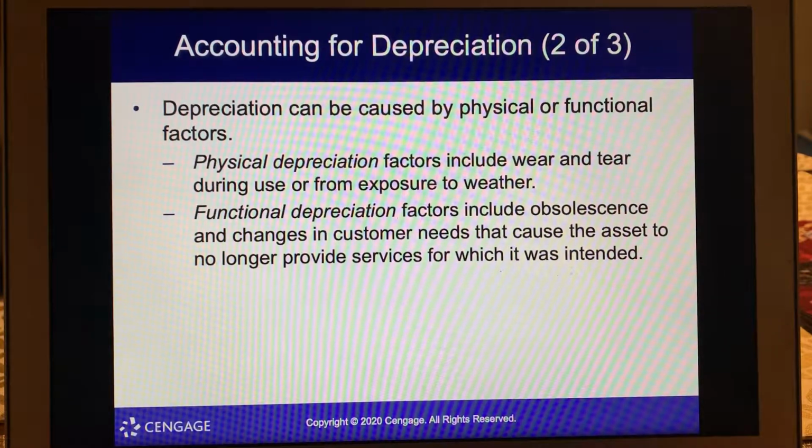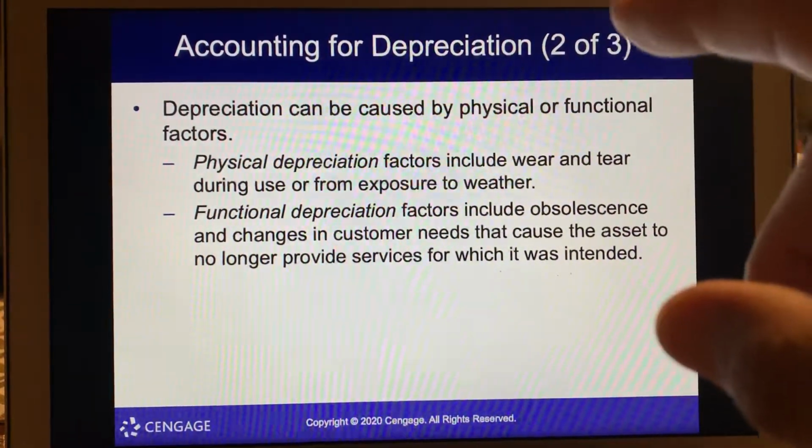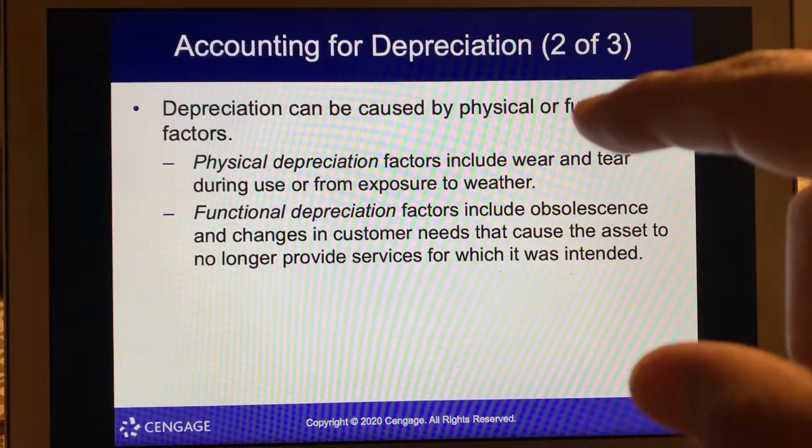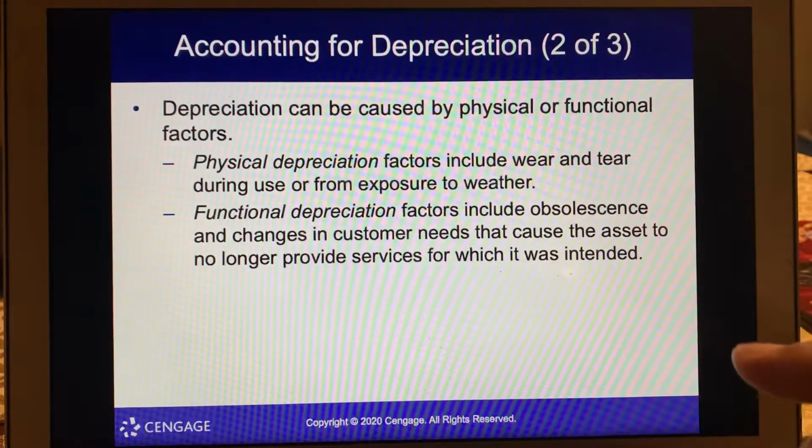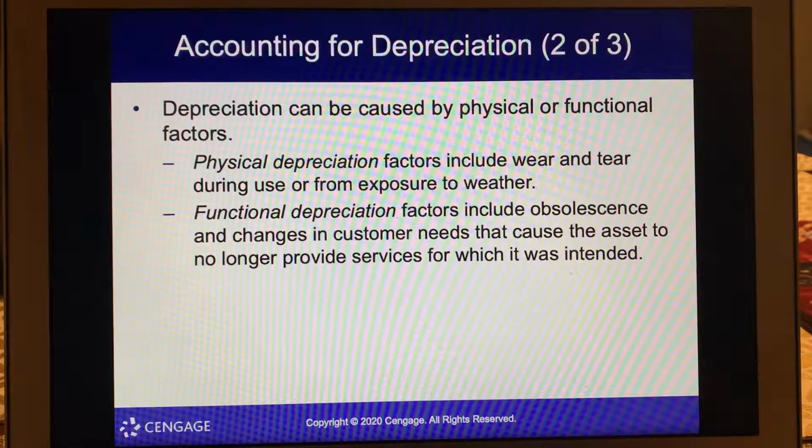Depreciation can be caused by physical or functional factors. Physical depreciation factors include wear and tear during use or from exposure to weather. Functional depreciation factors include obsolescence and changes in customer needs that cause the asset to no longer provide services for which it was intended.